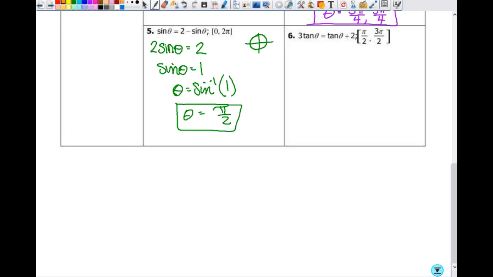All right, so I'm going to subtract tangent theta from both sides. It's going to give me 2 tangent theta equals 2. And then I get that tangent theta equals 1. So theta is the tangent inverse of 1. And I saw most of you got to that part, and then you were kind of just hanging out there for a minute.